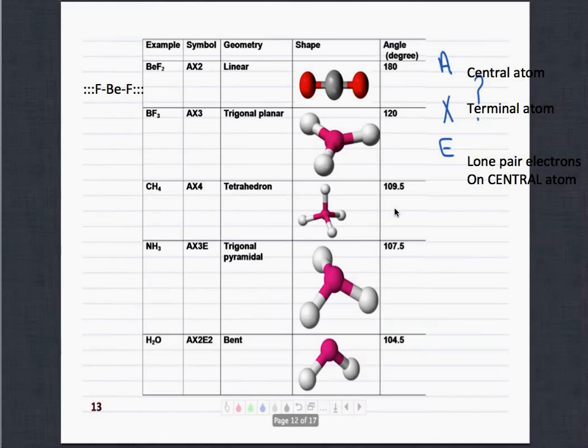So nitrogen is a central atom. It has 3 terminal and 1 lone pair. So it's going to be AX3E. This is the VSEPR model for that. In other words, if we look at it, it is mainly AX4, as if it has 4 bonds, and then we have a lone pair.